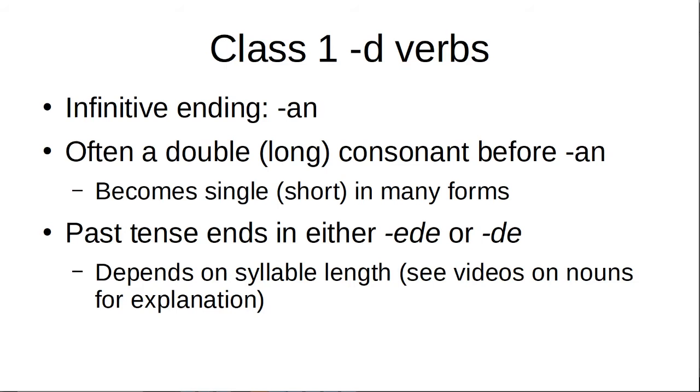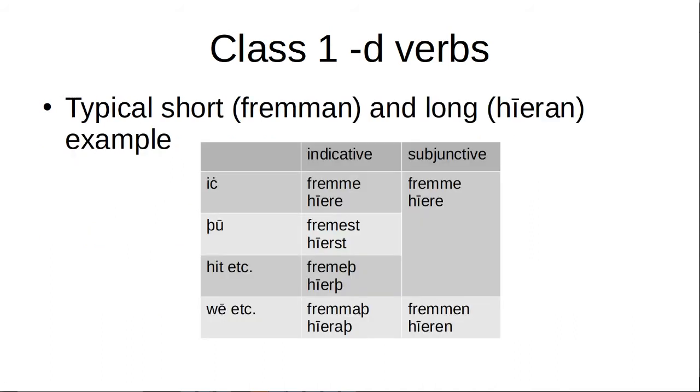And the past tense ends in either ede or de, and this depends on the length of the syllable of the stem. So, see the videos on nouns if you don't know what I'm talking about. It's basically the same thing as why we say scipu as the plural of scip, but sceap as the plural of sceap. So here's a typical example of both the short fremman and the long hyran.